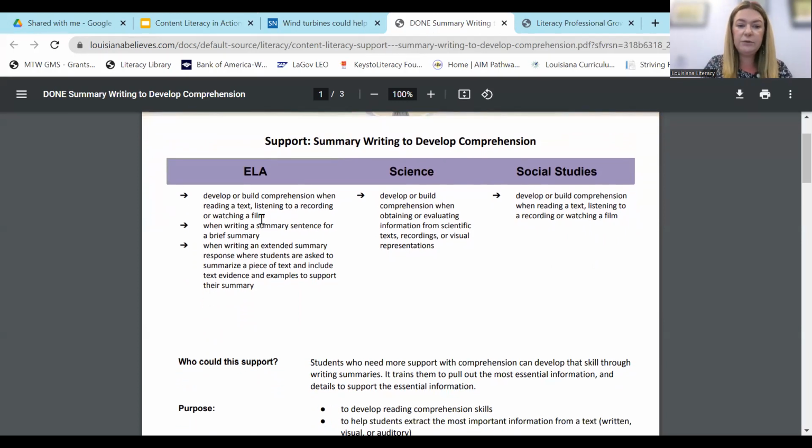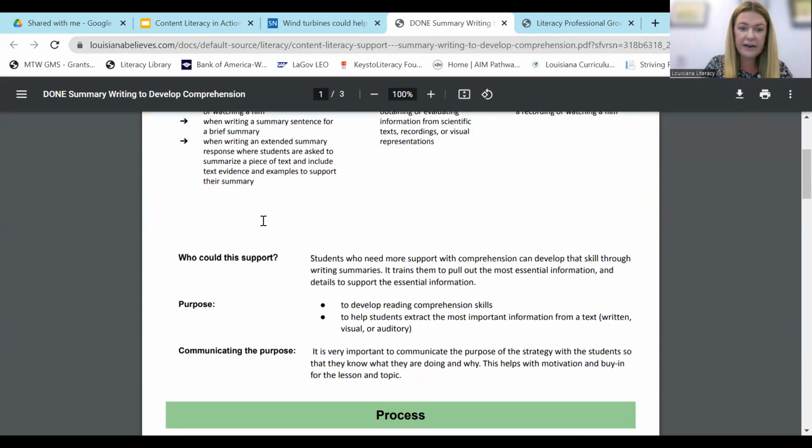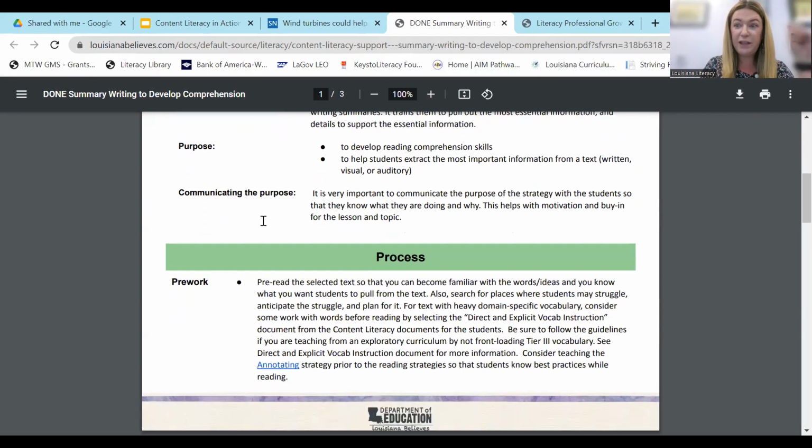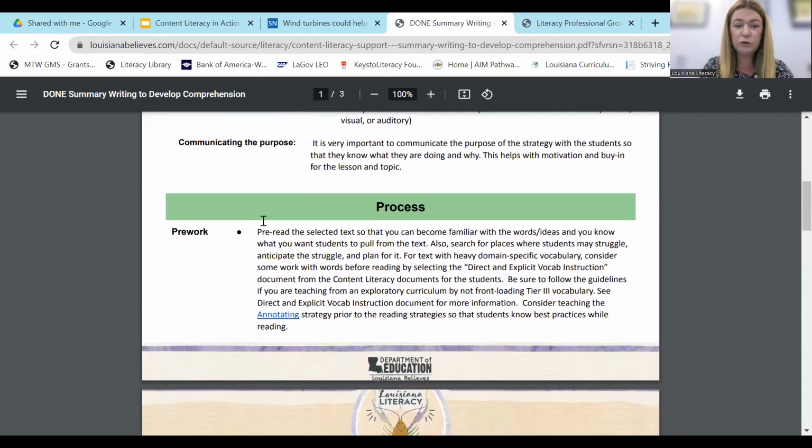So everyone starts with when to use it in the different content areas, who it could support, and these are all really great for a whole class, but if you have particular students struggling, it says who could support there. The purpose, and I always tell you why it's so important to communicate that purpose to your students, especially in the secondary area. If they don't know what they're doing or why they're doing it, they're not going to buy into it.